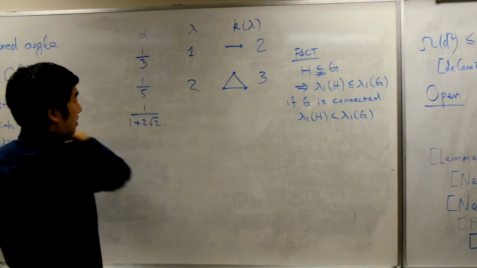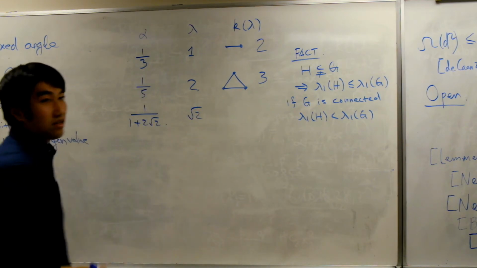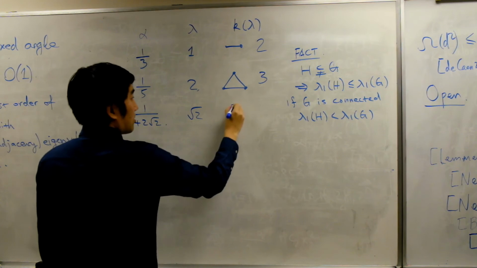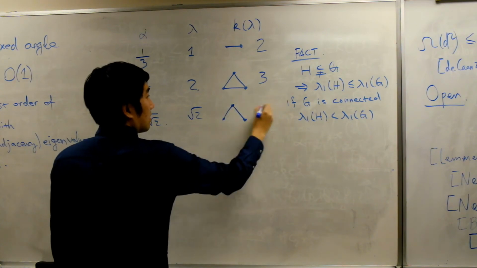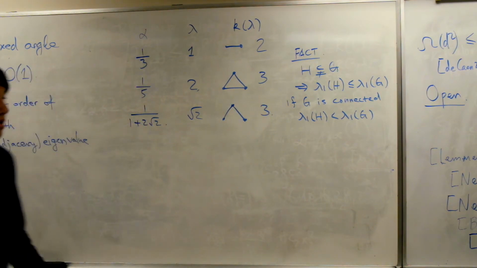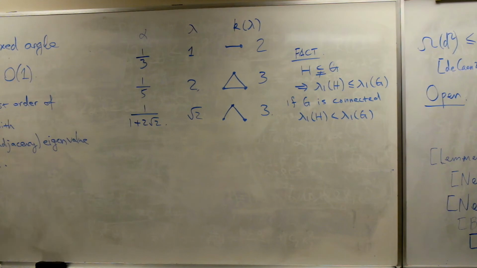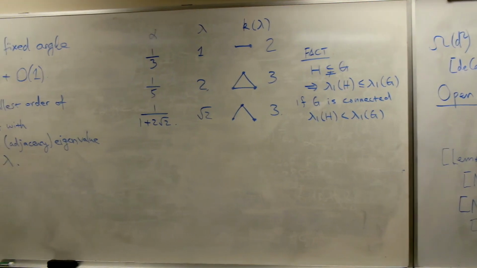Okay, and if you compute that, you get lambda equals root 2. And that's achieved by a cherry. So again, this is 3. Okay. So now I hope it makes sense to say this conjecture is a generalization of Book's conjecture.